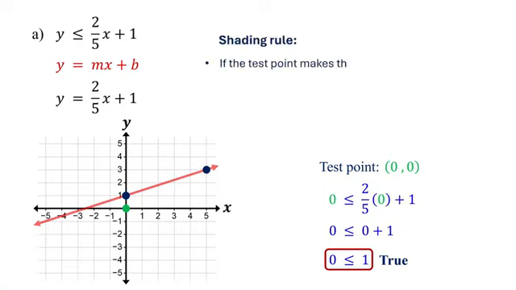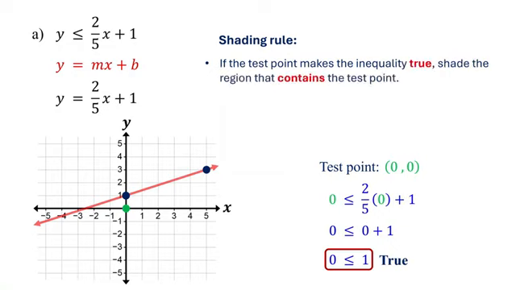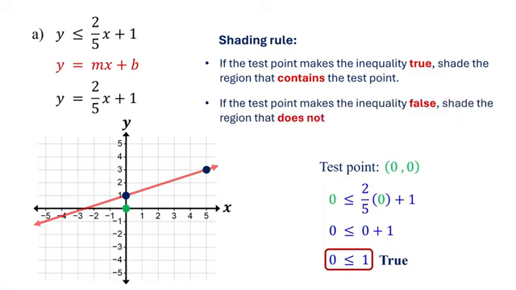If the test point makes the inequality true, shade the region that contains the test point. If the test point makes the inequality false, shade the region that does not contain the test point. Here, since our test point makes the inequality true, we shade the region containing the test point. That's your graph. Every point in the shaded region and on the boundary line is a solution to the inequality, while points in the unshaded region are not.